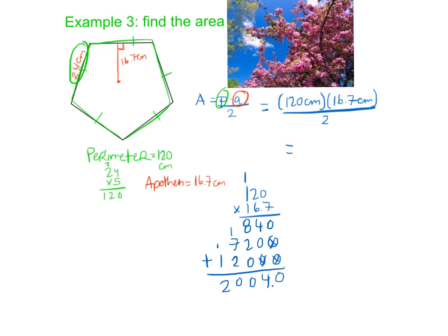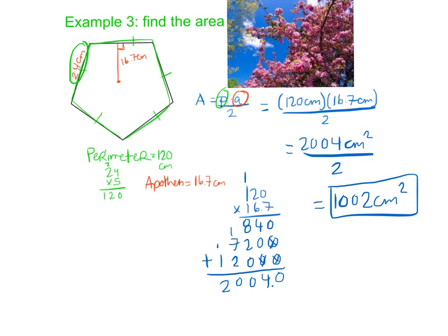That means my area is 2,004 centimeters squared cut in half. Well, dividing this is going to be very friendly. That's 1,002 centimeters squared is my area of my regular polygon.